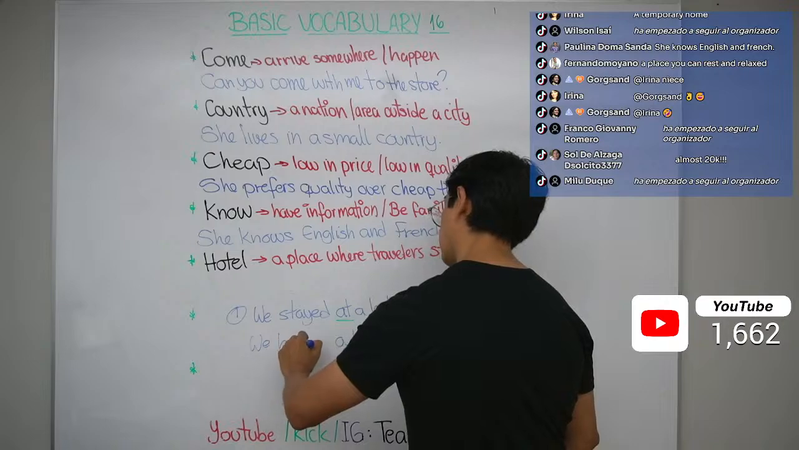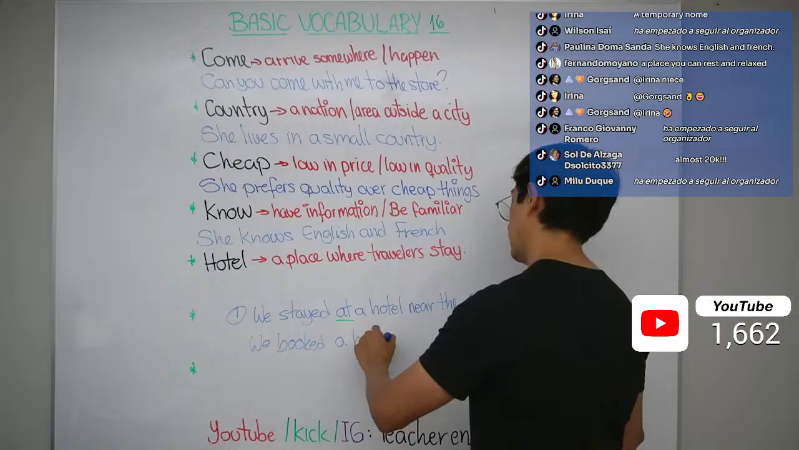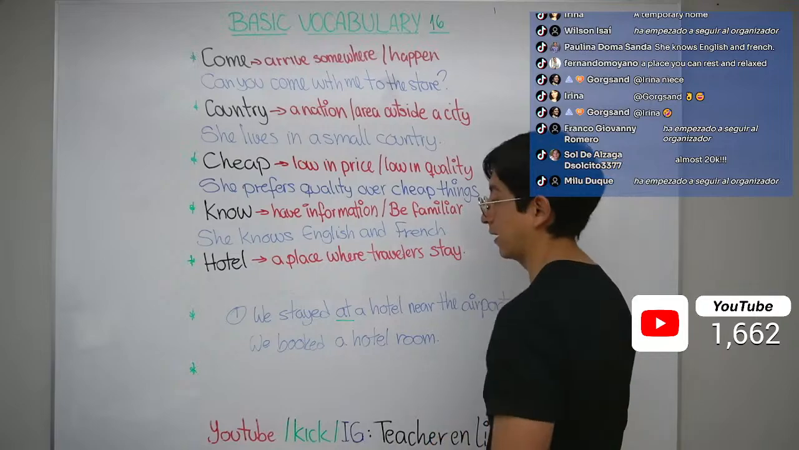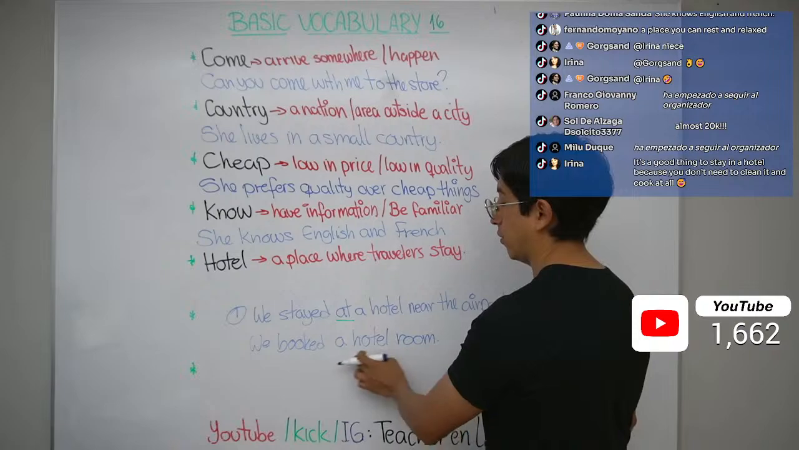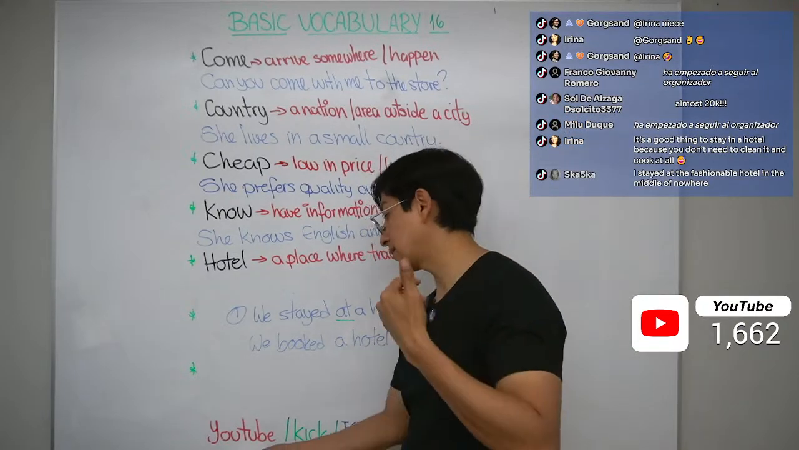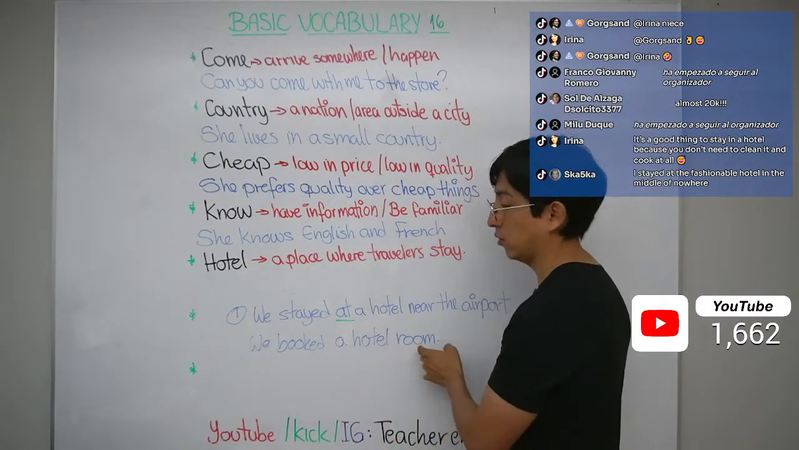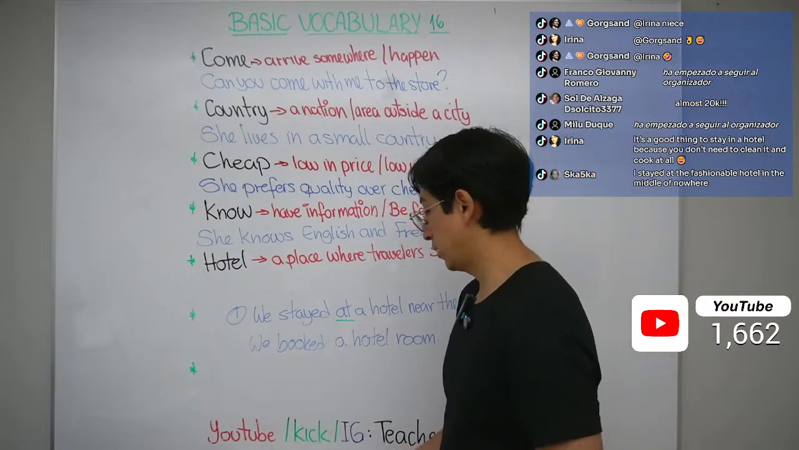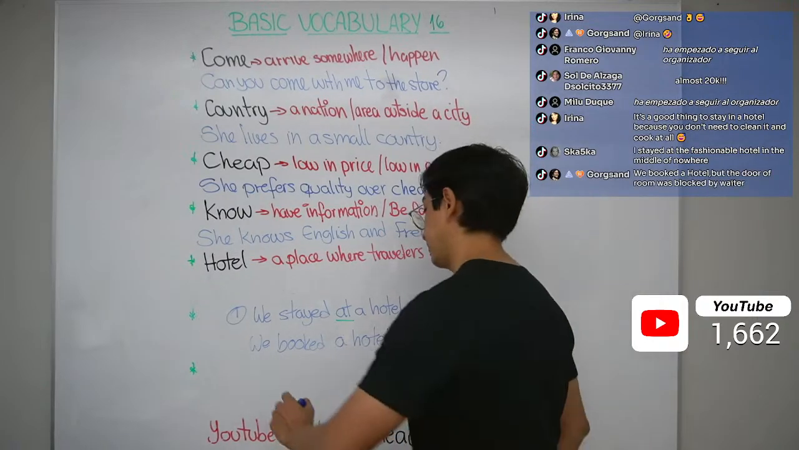We booked, okay, we booked a hotel room. Look at that. We make a reservation of a hotel room. We called the hotel, right? And we asked, hey, can I book a hotel room? Can I book a room, please? Yep. Maybe we can also say, for example, here, other possibility.